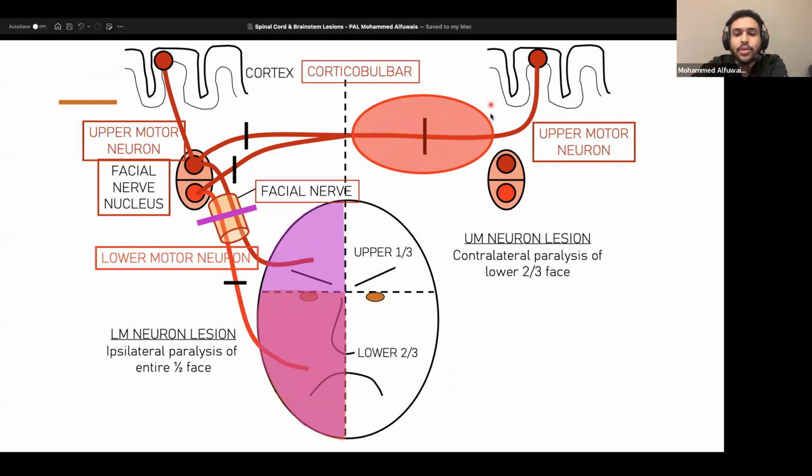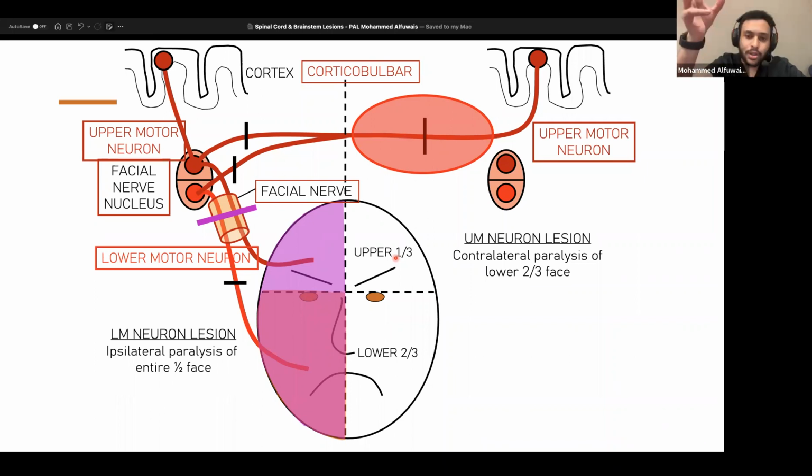Okay, so now the facial nerve. The facial nerve nucleus is divided into two: an upper half, or upper third, and a lower third. What you need to remember is that if you have a lesion of the nucleus of the facial nerve or the facial nerve itself, this would lead to ipsilateral flaccid paralysis of the entire face, if this is at the nucleus or the facial nerve itself.